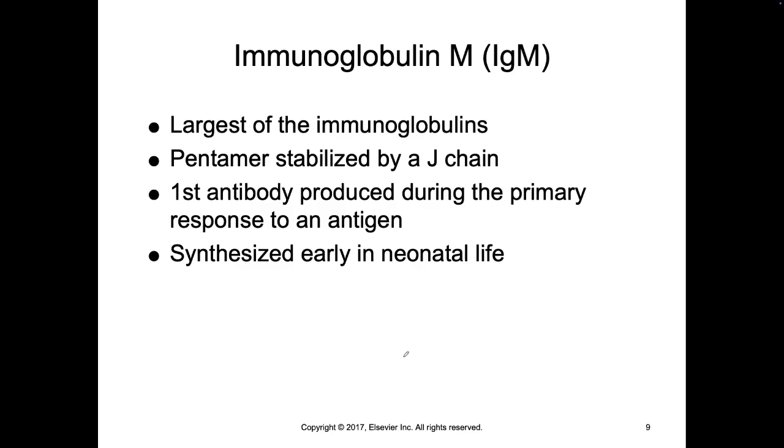IgM is the largest of the immunoglobulins. It's a pentamer stabilized by J chain. It's the first antibody produced during a primary response to an antigen and made early in neonatal life and can bind complement. Okay, so generally, when we have an antibody response, IgM is first, IgG follows.